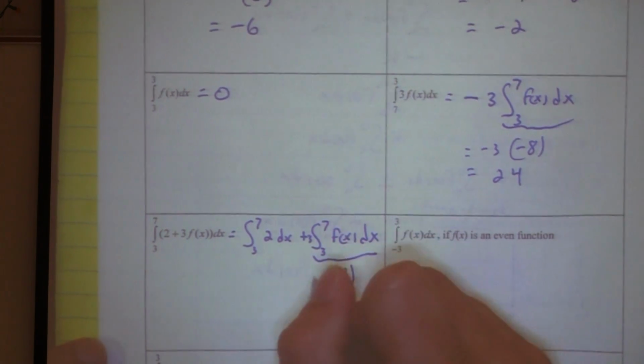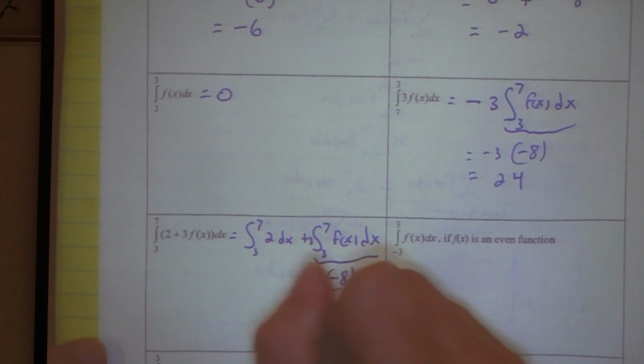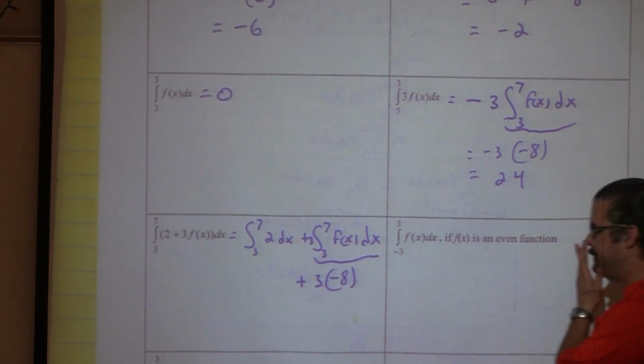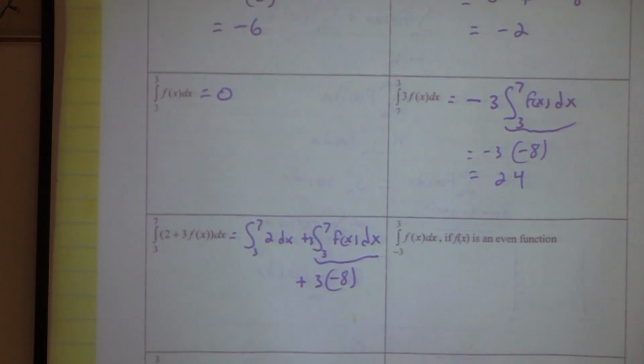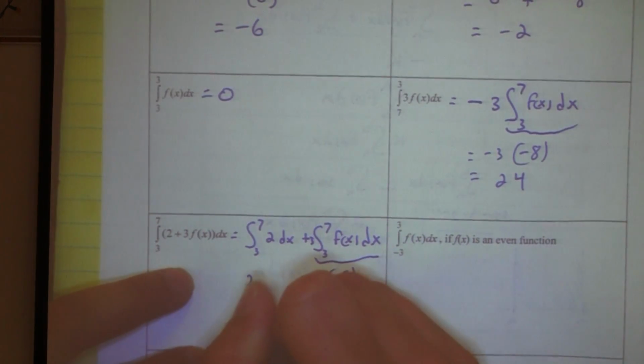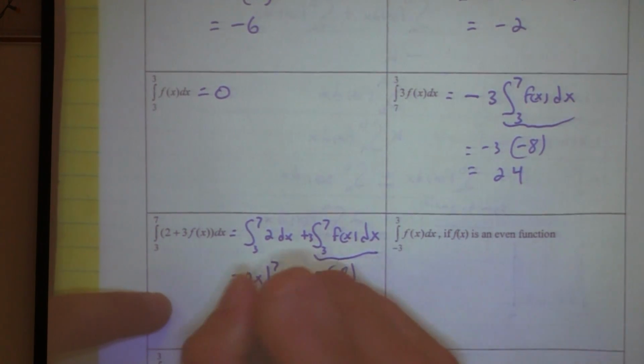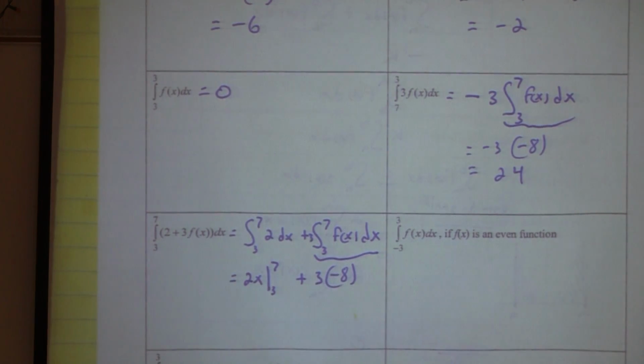Negative 8 times that 3, right? And that's going to be added to the integral of 2. What's the integral of 2? 2x, right? We've got to find its antiderivative. And evaluate it from where to where? From 3 to 7, right? Okay? Because we don't know anything about that guy because it wasn't described up there at the top. But we can find its antiderivative.